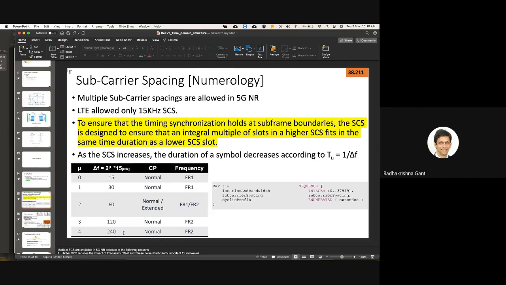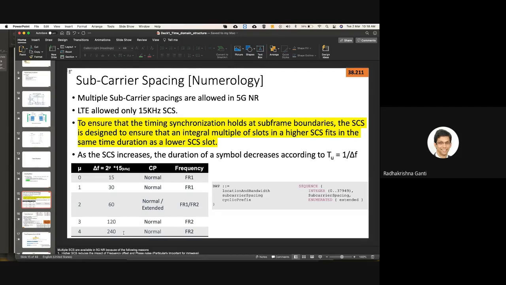As a fraction of time, how much your CP length is depends on delta F again. So it turns out the higher subcarrier spacing they use, the larger the amount of wastage in terms of resources, in terms of overheads. So this is a trade-off that you do. I'll do this as a homework problem, sir. It's a very nice question.